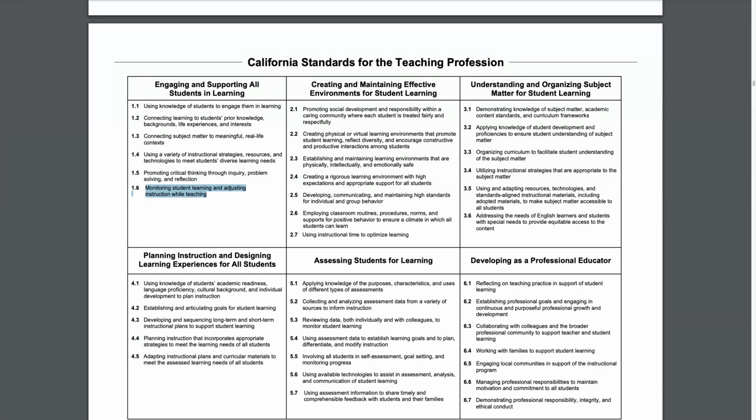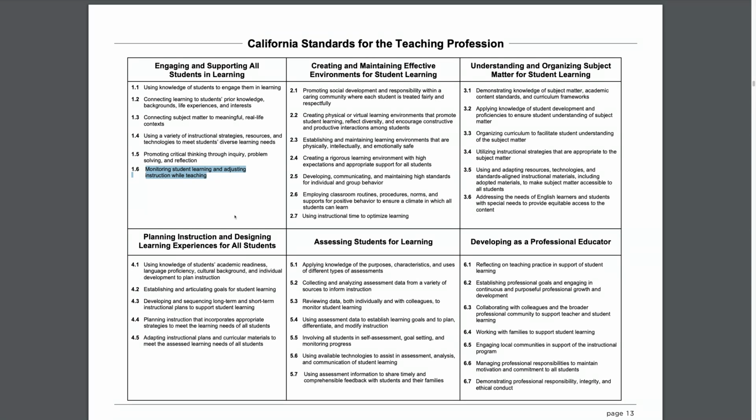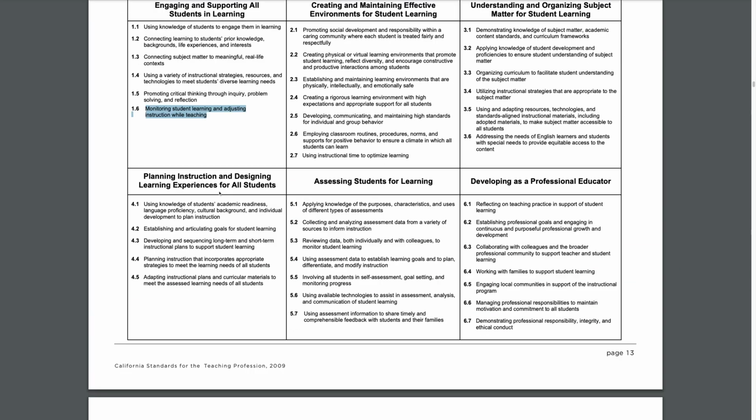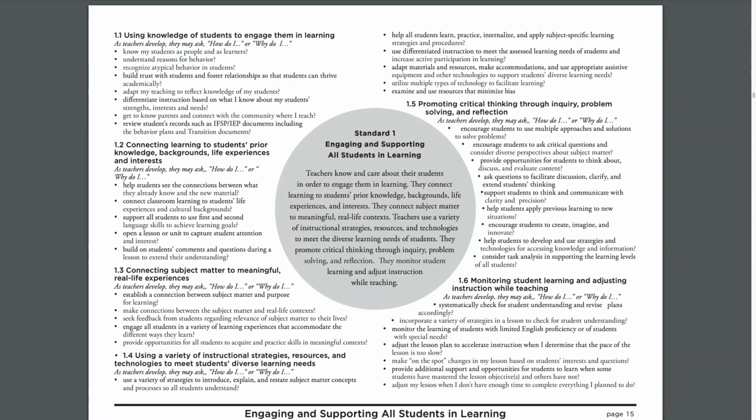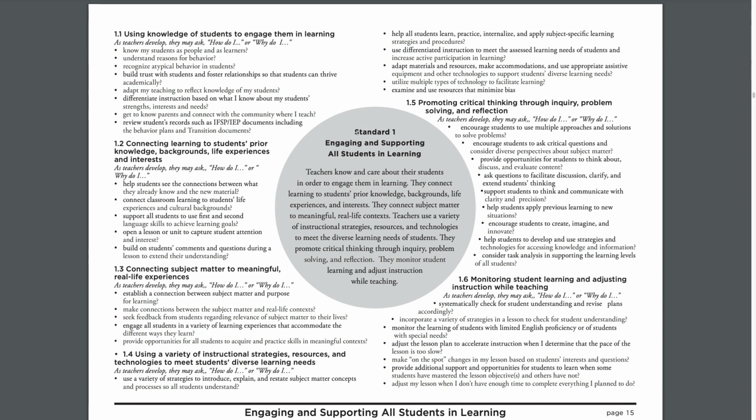Once you've determined an area of growth that you would like to focus on, say, for example, let's stick with 1.6, monitoring student learning and adjusting instruction while teaching, we can go down to the page here, page 15, that focuses on standard number 1. You can see that they have the sub-elements 1.1 through 1.6 listed and expanded here.